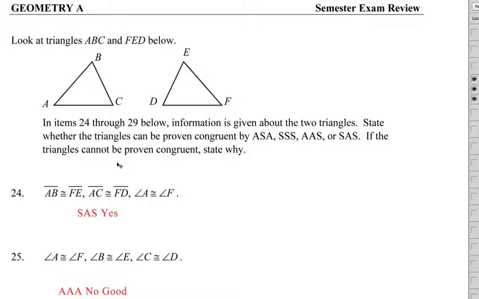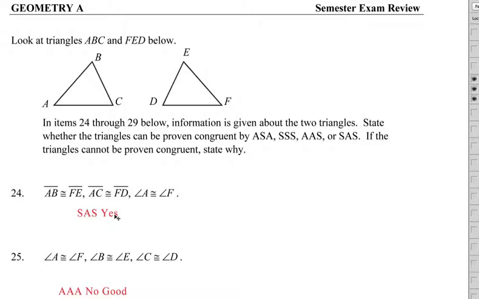Okay, so we're going to do 24, and you can see AB right here. And we got FE, so it's like a reflection, right? So ABFE right here. And we got ACFD, which is right here, right? ACFD. Then we got angle A, angle F. So if you look at here, we have this side, this angle, and this side. It's all connected. These are called side angle side.